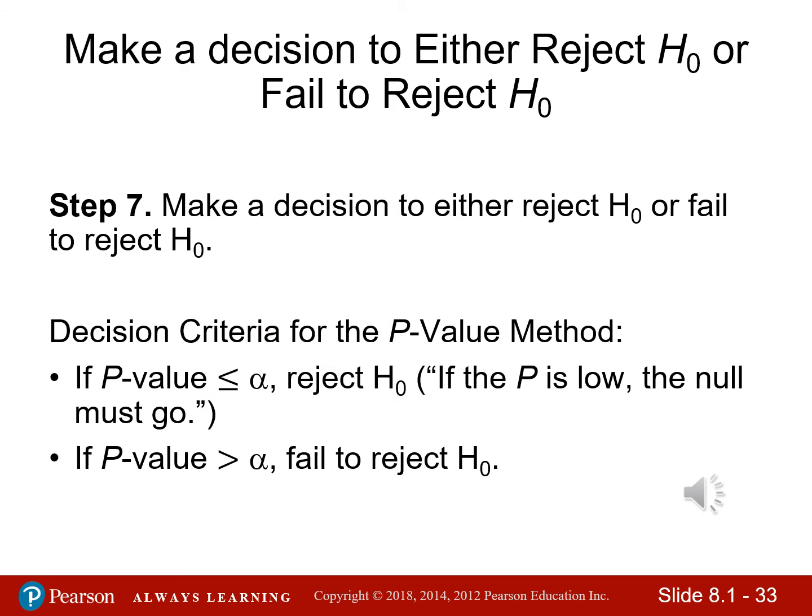In step 7, we make a decision to either reject the null hypothesis or fail to reject the null hypothesis. Under the decision criteria for the p-value method, we can say that if the p-value is less than or equal to alpha, we reject the null hypothesis. Or we could say if the p-value is greater than alpha, we fail to reject the null hypothesis.